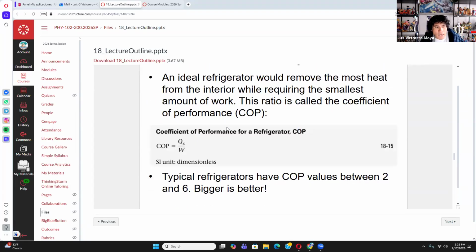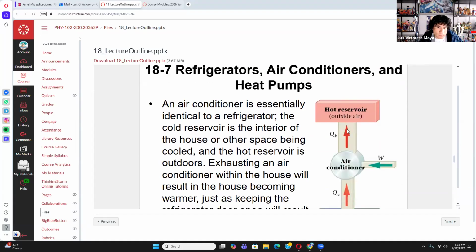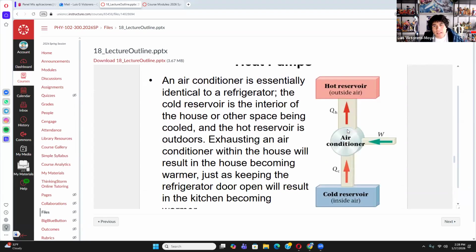And in here, you have the coefficient of performance, not the efficiency, which is QC over W. The efficiency was W over QH. The performance indicator for a refrigerator is given by the heat in the cold spot divided by W. All right. Typically, you want to have this between 2 and 6. So the process is basically inverse.